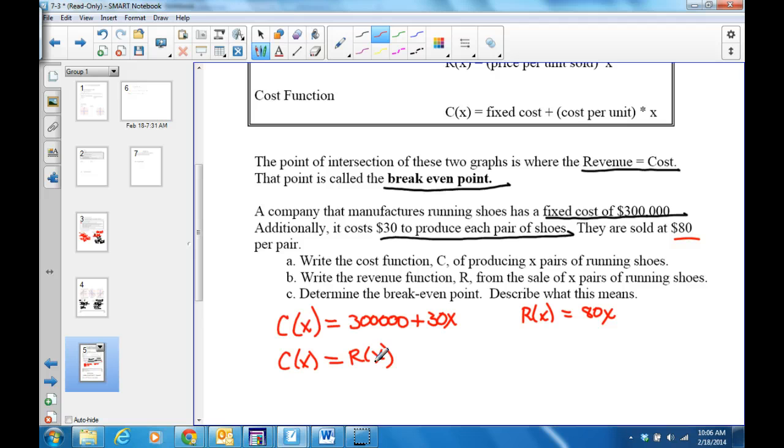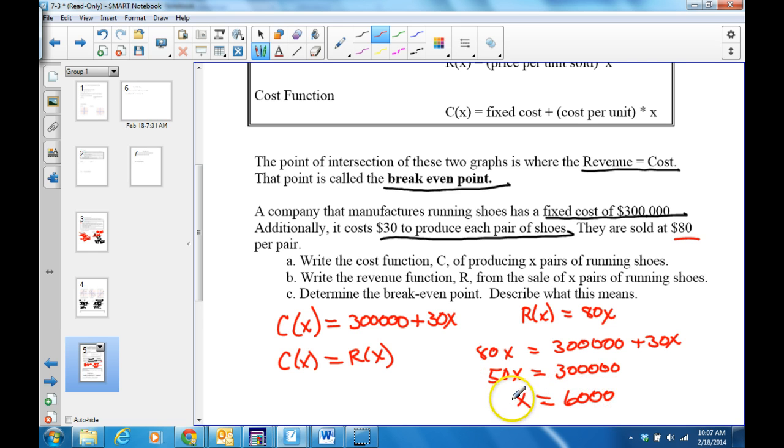Well, there's two things you could do here. You could graph them, but in this case it would be even easier just to set them equal to each other. So 80X equals 300,000 plus 30X. Solving for X, I have 50X on this side. And then my X is, if I divide by 50, I think it's 6,000.